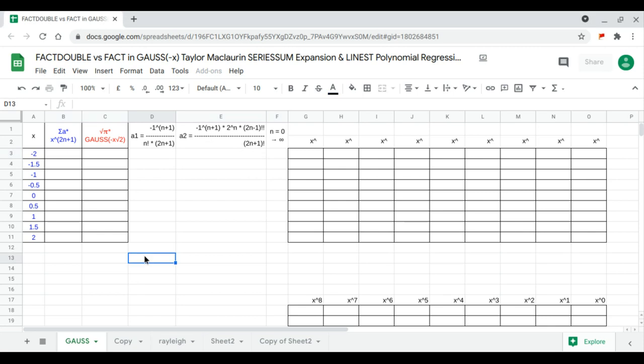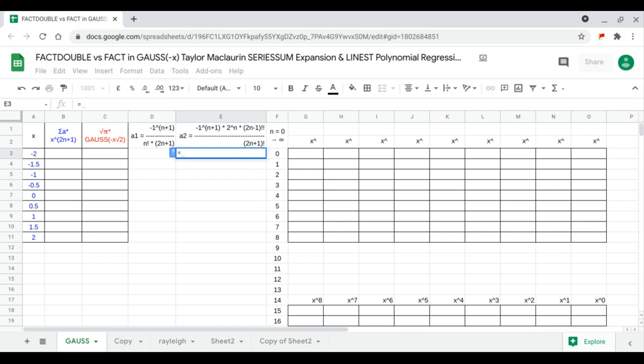In this video, we will use factorial and double factorial to generate the Taylor-Maclaurin series sum of the Gauss negative x function. We begin with the Taylor-Maclaurin series sum expansion, which is the summation of a times x to the power 2n plus 1, where the value of a can be a1 or a2. a1 if it is factorial, a2 if you're using double factorial. And the value of n will be from 0 to infinity. In this case, we can go as far as 16, which is good enough.